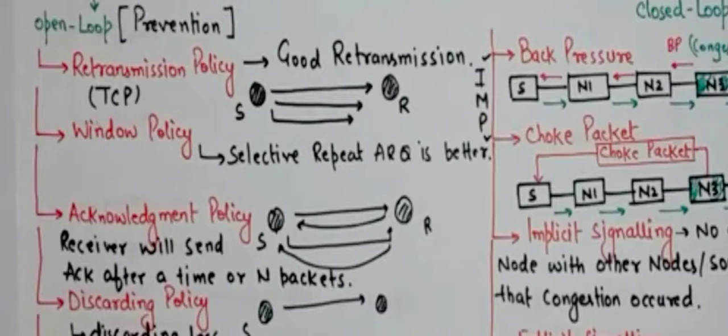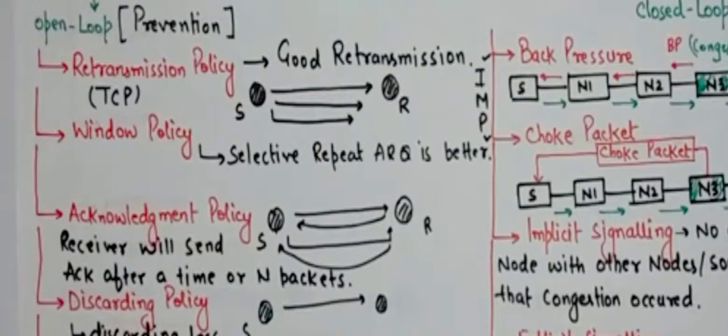So how are we going to eliminate this problem in window policy? We need to take selective ARQ, which is a better method. Here what will happen is, whatever packet was lost, only that packet will be retransmitted by using selective repeat ARQ, right?